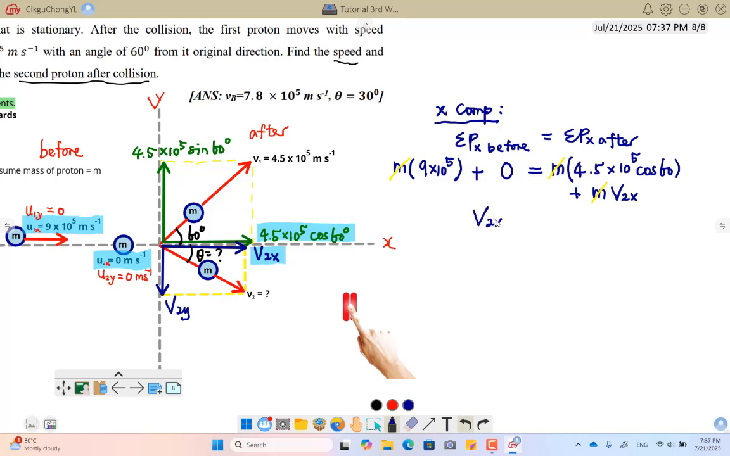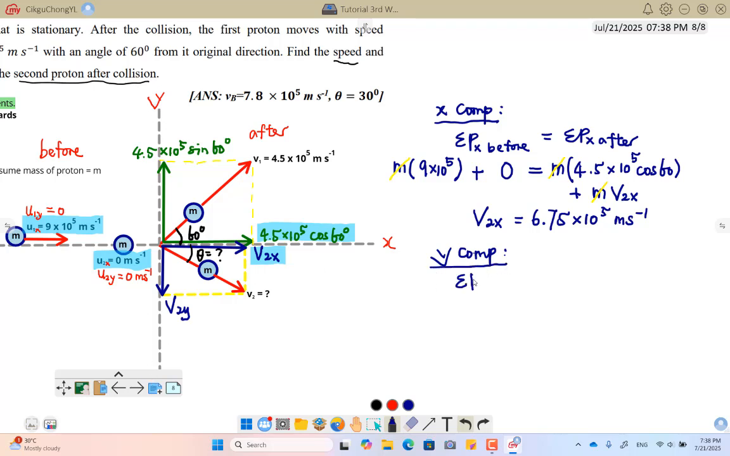Then we will get v2x will be 6.75 to the power of 5 meters per second. Okay, so we have already calculated the final velocity for the second proton along the x component, the x direction. Then we do it for the y component. Okay, we do it for the vertical component.